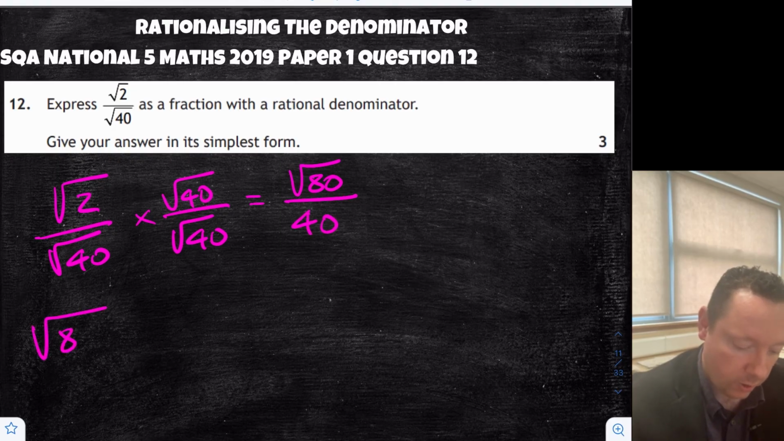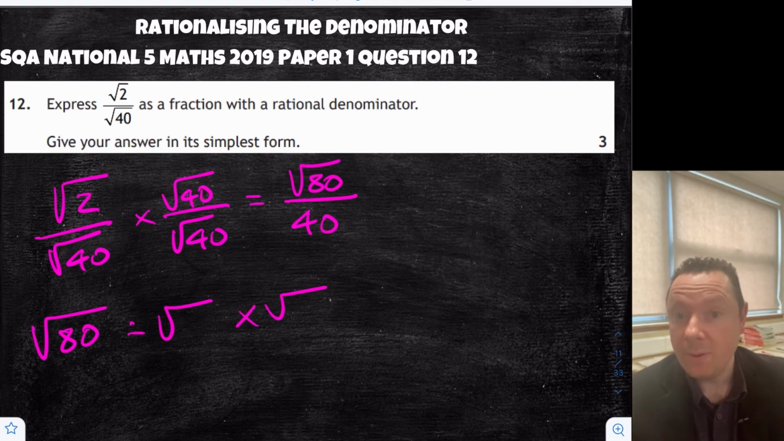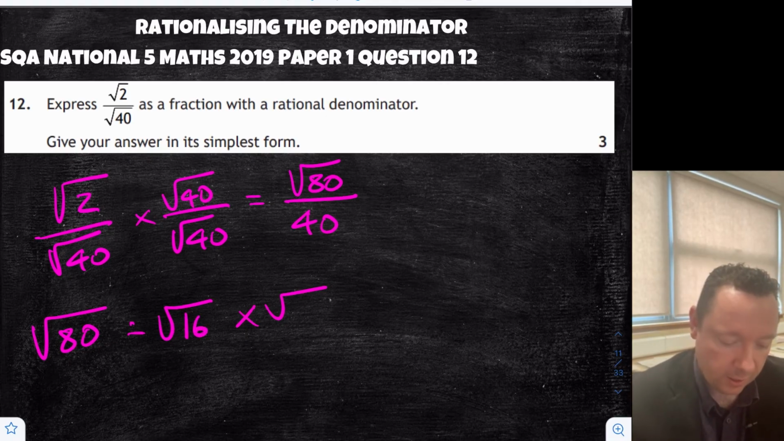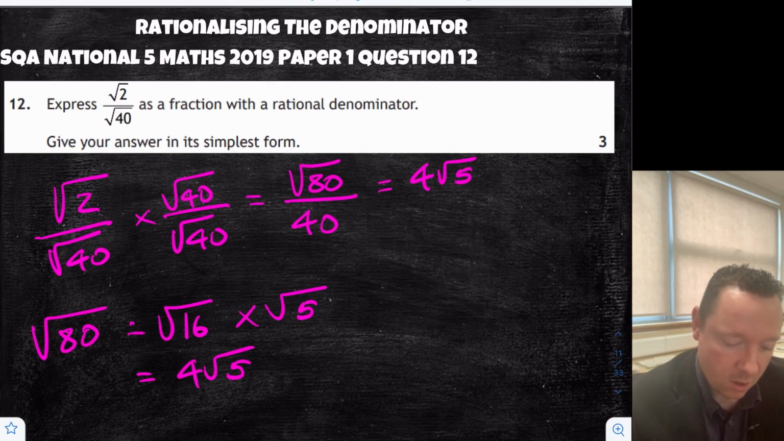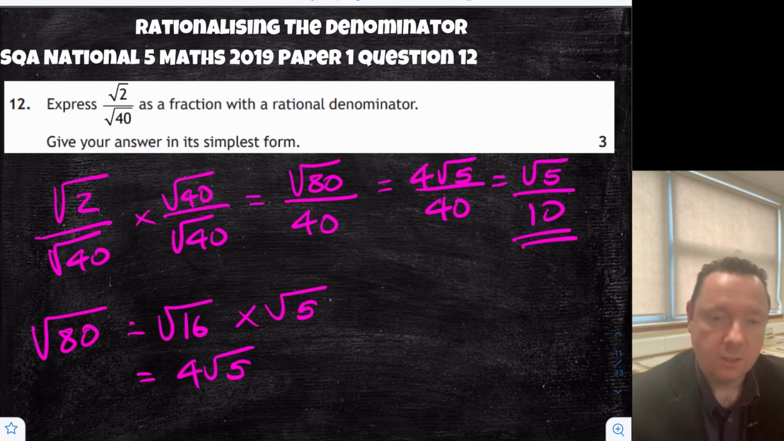So simplifying our root 80, we look for two numbers that times to make 80, with a square number, the biggest you can find. 16 goes into it 5 times, so that is 4 root 5. So our final answer is 4 root 5 over 40. 4 goes into 40 10 times, so that's root 5 over 10, and we're done there.